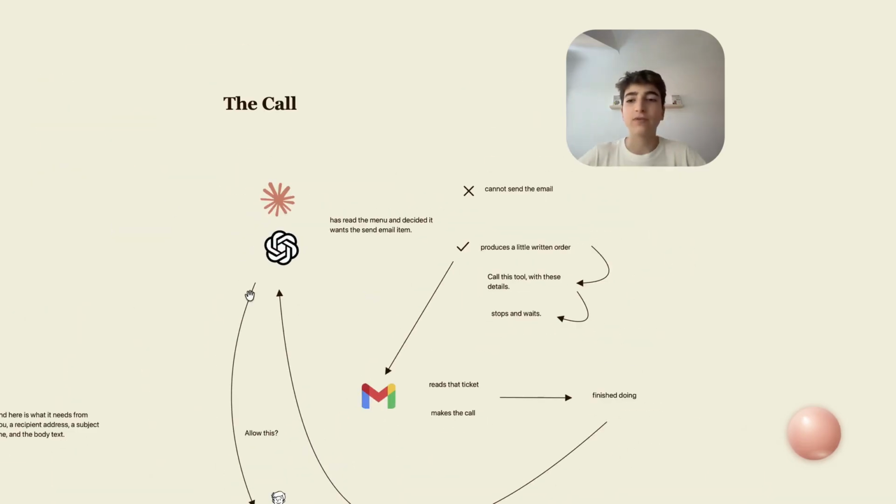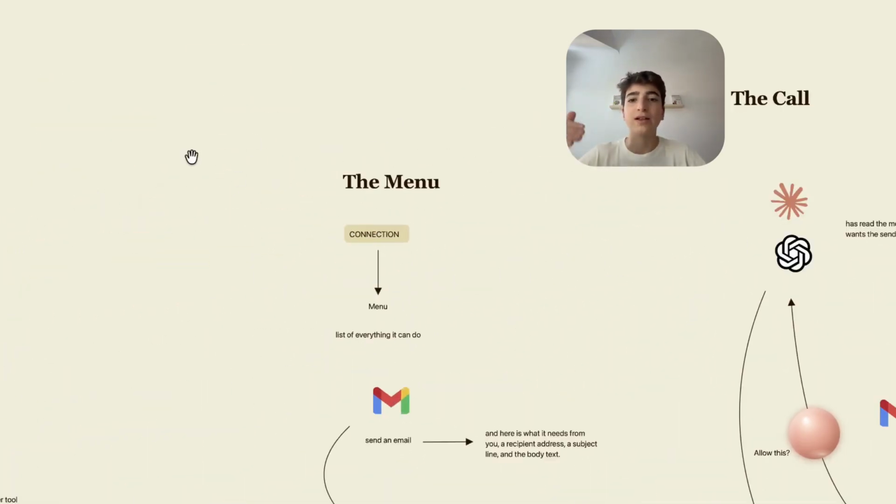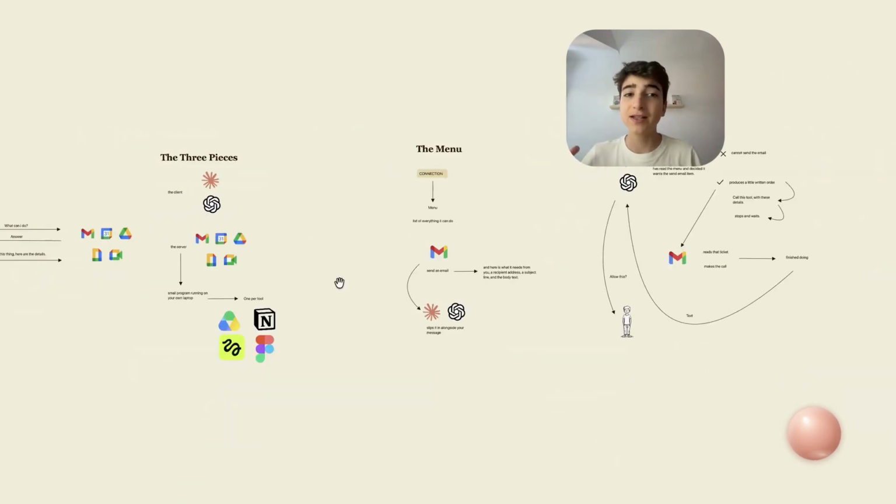To sum it up simply: first, you tell Claude or ChatGPT what you want, you give it the prompt, and then it sends a message to the connector, like Gmail, as we talked about. Then Gmail sends back a message to Claude or ChatGPT with the menu of what they can do. Then ChatGPT or Claude sends a message again to Gmail with what it has to do. When Gmail finishes, it sends a message back to Claude or ChatGPT with text, and then ChatGPT or Claude asks you whether you want to allow this or not. So this is how everything works.